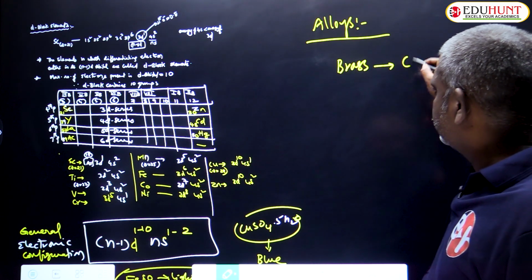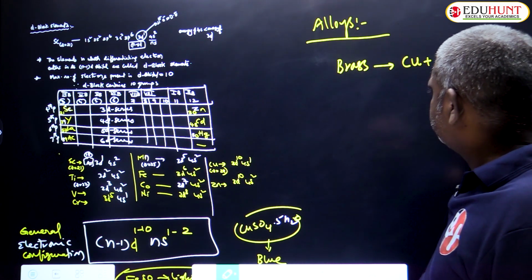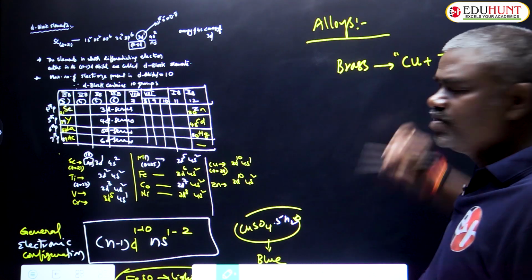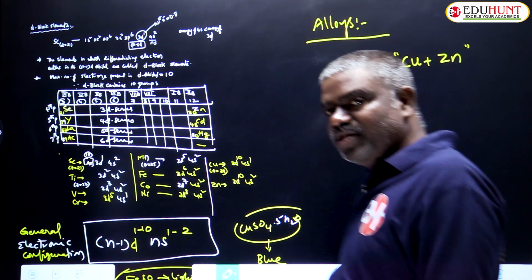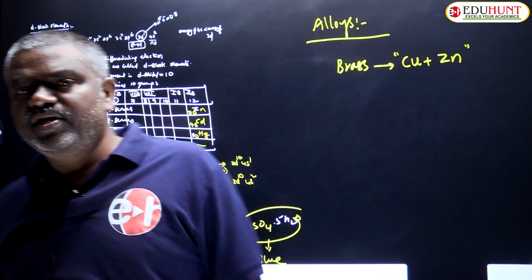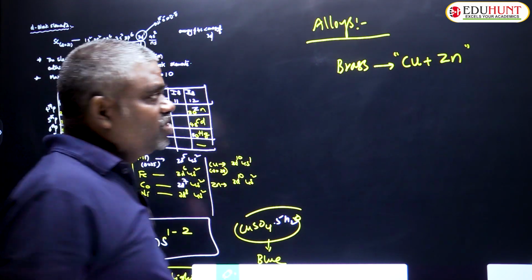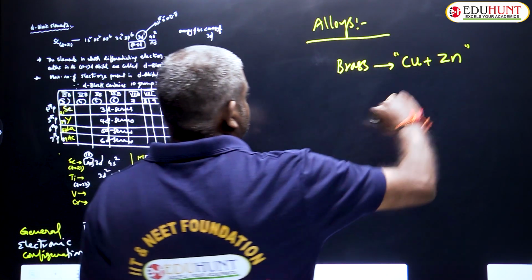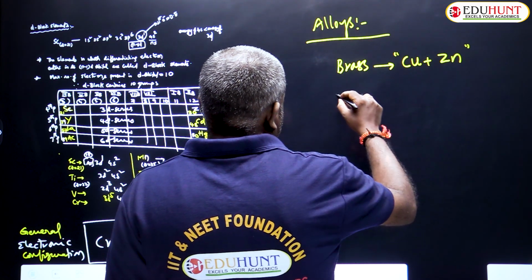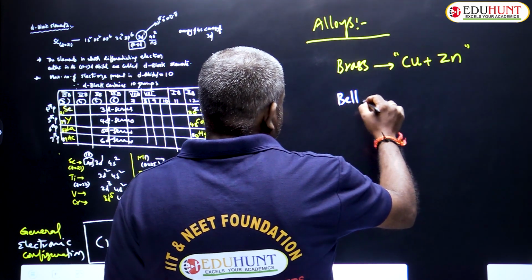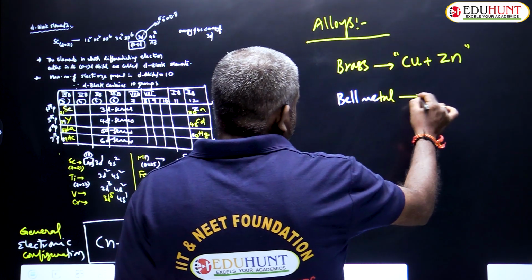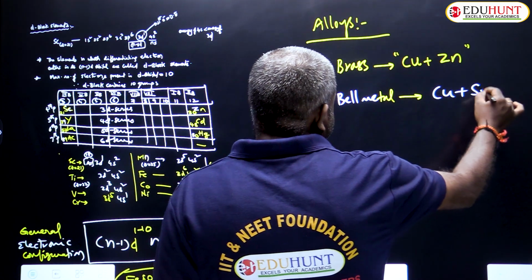Brass means it is a mixture of copper plus zinc. So, two metals are present here. One is copper, another one is zinc. Hence, it is called an alloy. Or if you take bell metal, it is an alloy, that is copper plus tin.